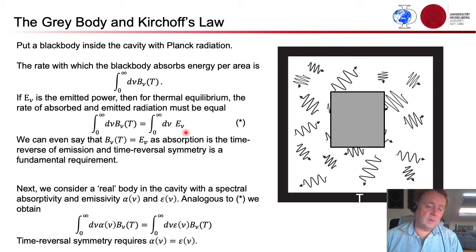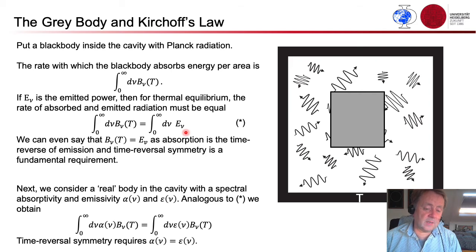And now we replace our body by a gray body. So what does it mean that it is gray? Actually, it only absorbs a certain fraction of the light which illuminates the body, and it also emits only a certain fraction of that light.